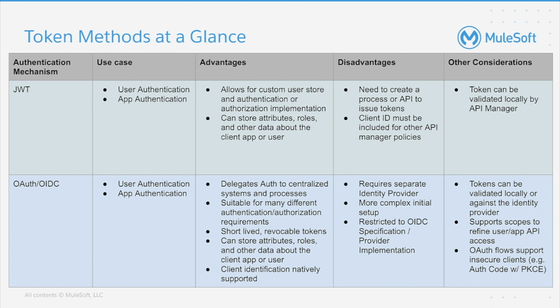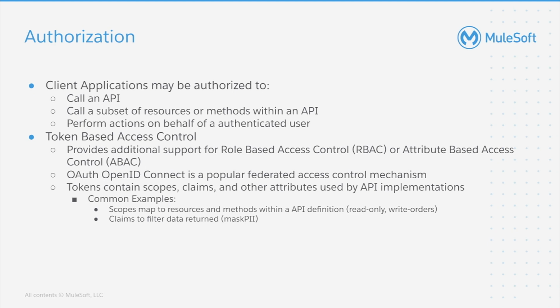So beyond authentication, APIs also have to manage authorization of the incoming request. Depending on the use case, a client app may be authorized to call an API, call only a subset of the resources or methods within an API, or perform actions on behalf of an authenticated user. Token-based access control permits the last two use cases by providing additional attributes, user contexts, scopes, and claims that allow API manager policy or an API implementation greater control over the actions and data it presents.